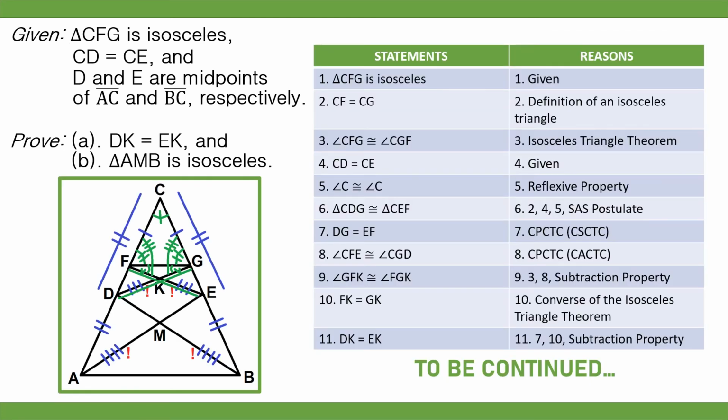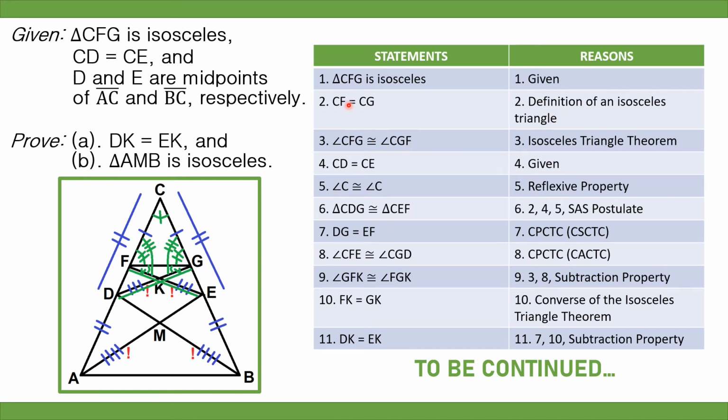Okay, let's start with our formal proof. But of course, it's the partial part of the proof because we still have to prove the other item here. But let's do it one at a time so that you can still recall what we have discussed previously. Statement 1, triangle CFG is isosceles. That was given. And the consequence of this given is that CF and CG are equal, or CF is equal to CG by the definition of an isosceles triangle.